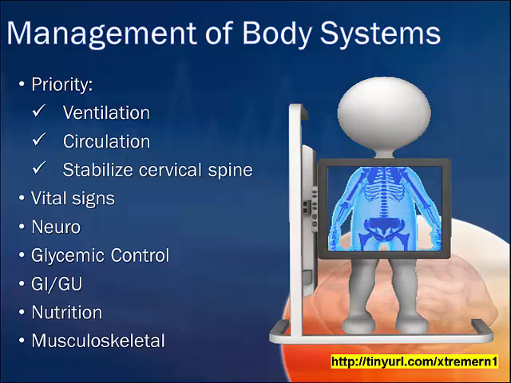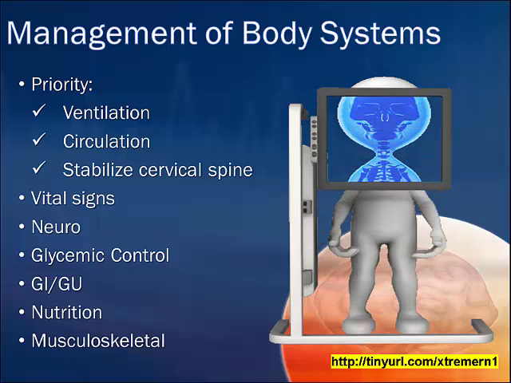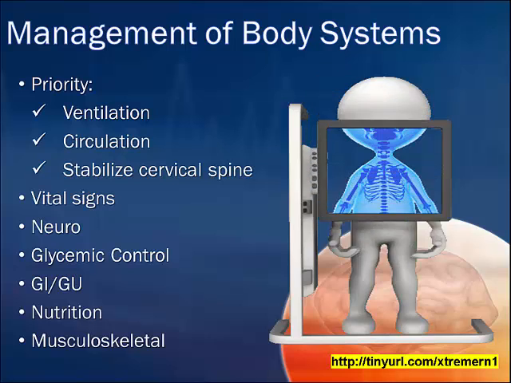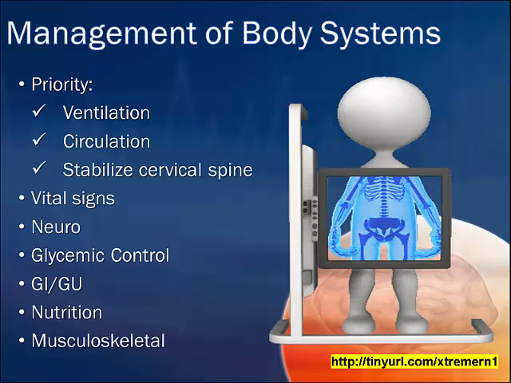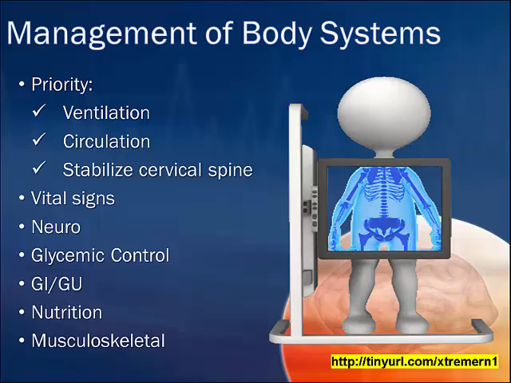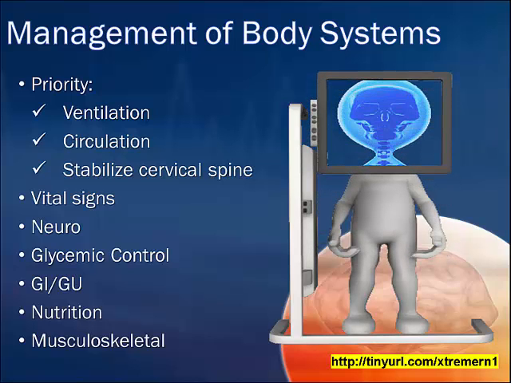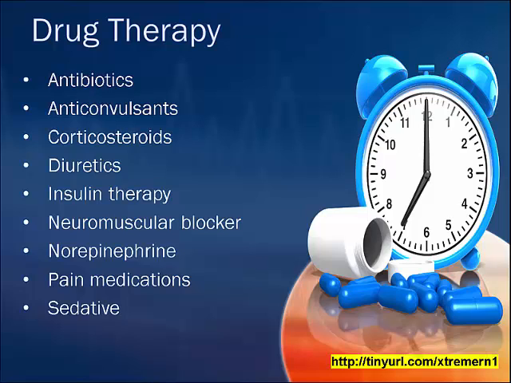Musculoskeletal. The goal is to reduce spasticity. Encourage range of motion exercises in the absence of increased ICP. Passive range of motion does not strengthen muscles, but does help maintain joint flexibility and help prevent foot drop. Drug therapy. Antibiotics. If there is an infection, they will most likely get a broad spectrum first. A culture will help determine the best antibiotic to fight the infection.